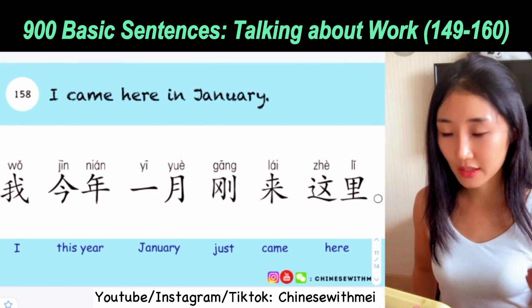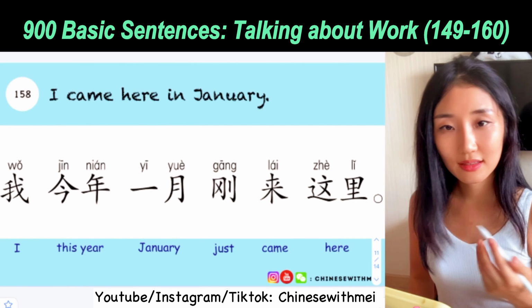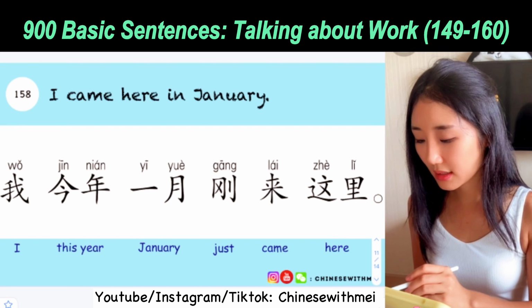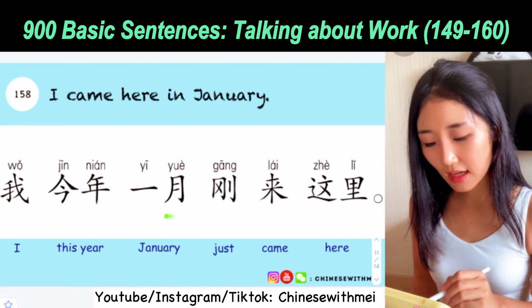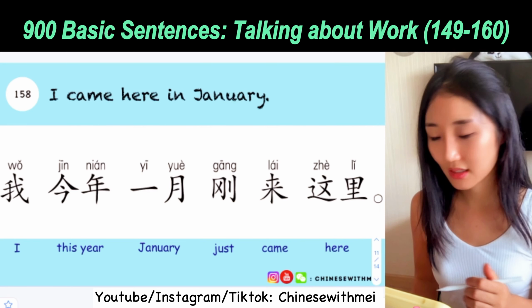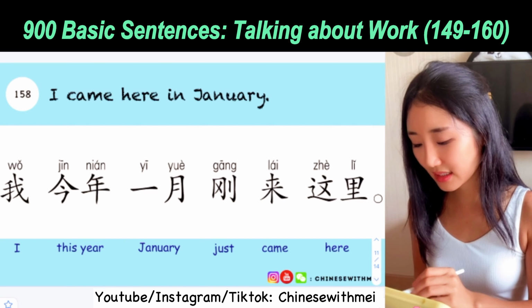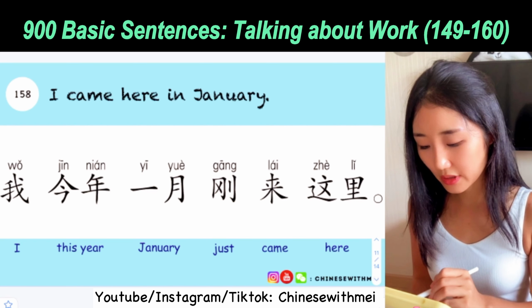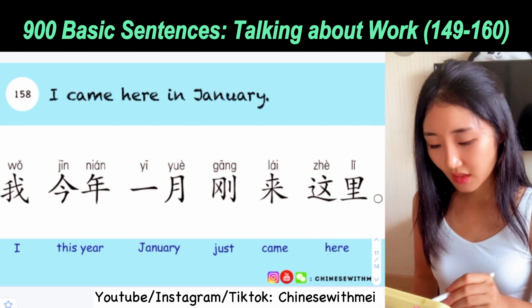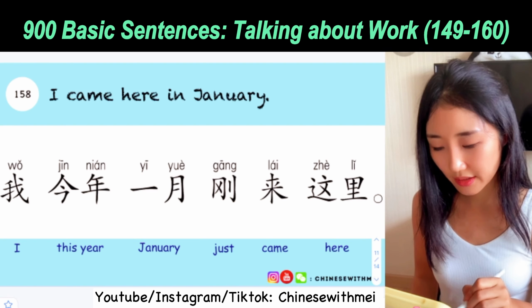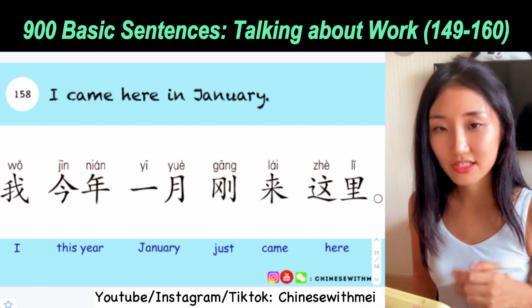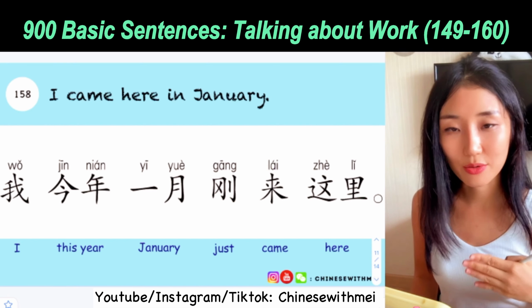I came here in January. January, that means this January in this year. So in Chinese we say, 我今年1月刚来这里。我 means I. 今年 this year. 1月 January. 刚 means like you just came. 来 came. 这里 here. 我今年1月刚来这里。I just came here this January of this year.